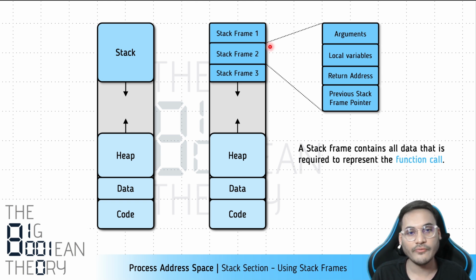So here, let's say we have a stack frame, and if we have a closer look, then these are the different pieces of information that constitute the stack frame. So let's go over them one by one. The first important piece of information are the function arguments.